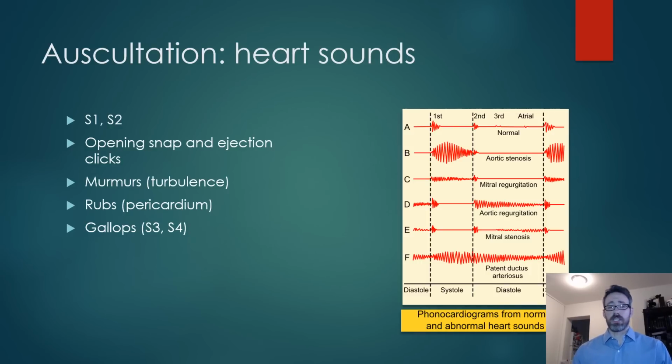Again, for those heart sounds, we're going to get more detail, but we'll discuss S1s and S2s, what an opening snap is when it comes to the AV valves, ejection clicks for the aortic valve, for example. Murmurs, which is turbulent blood flow, what rubs mean. So the pericardium that surrounds the heart can kind of create friction, which creates like a sandpaper sound, which creates a rub. And then there's gallops, which are these extra sounds, S3 or S4, which can be indicative of certain types of heart failure.